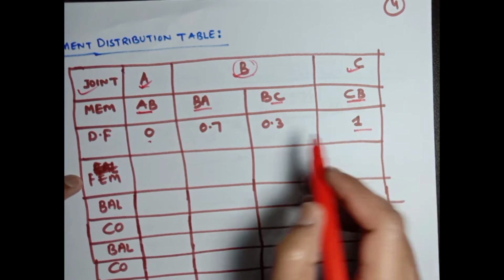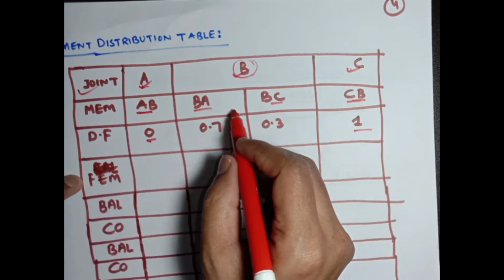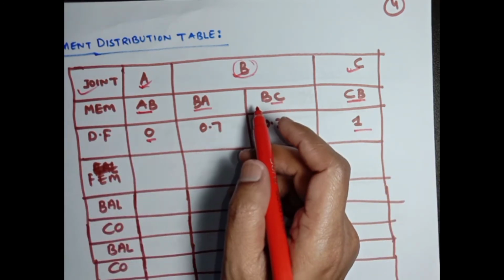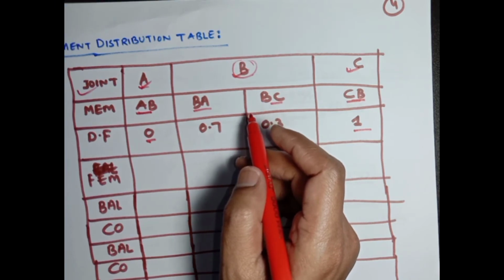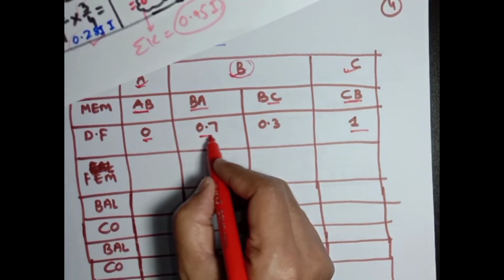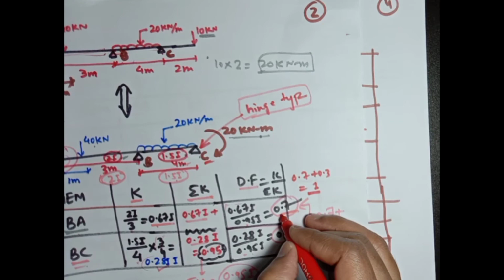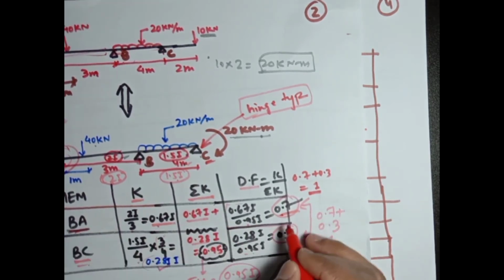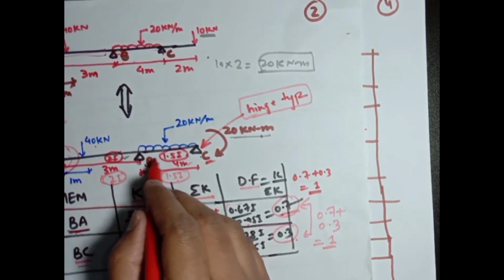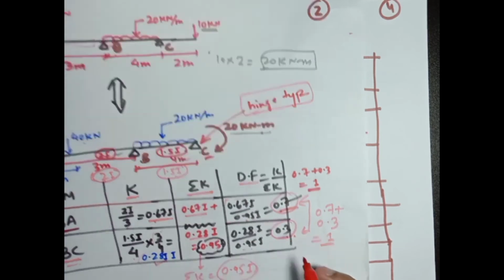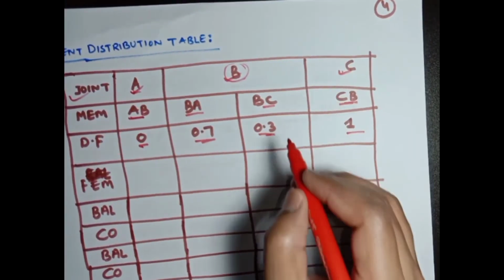Distribution factor is 1 here, and this is 0. And as per our calculation, the distribution factor for joint B, left of this joint, will be 0.7. Here we have calculated for member BA 0.7, and for the right of this member, that is BC, we have calculated 0.3. So we are putting here 0.3.